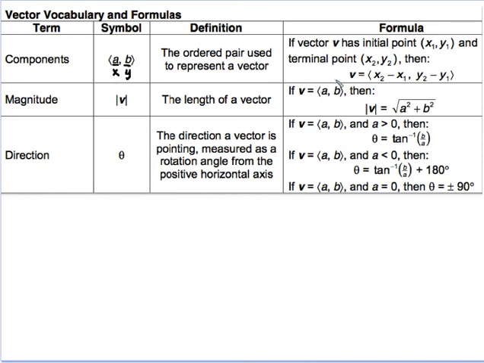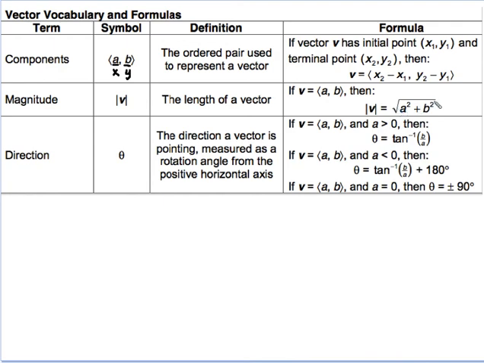That tells you from your starting point how far you're going to go left or right and how far you're going to go up or down. Okay, now the magnitude, you symbolize it with the absolute value signs with the v for a vector in between. That's just the length of your vector, so the length of the line.